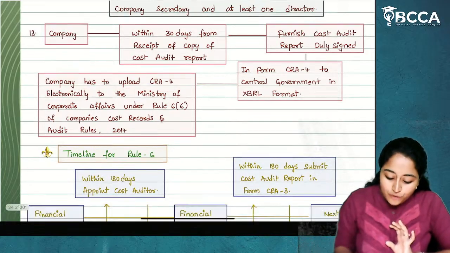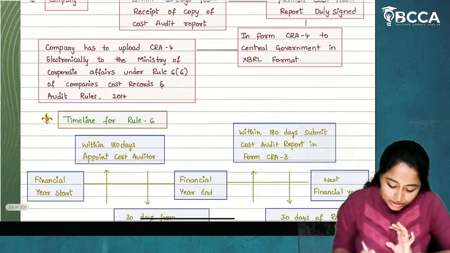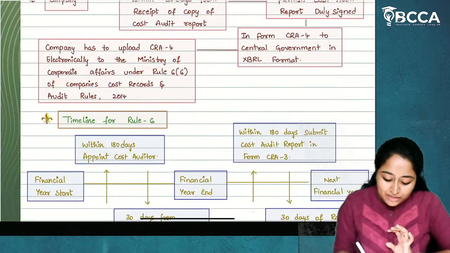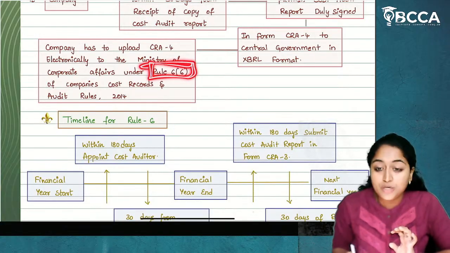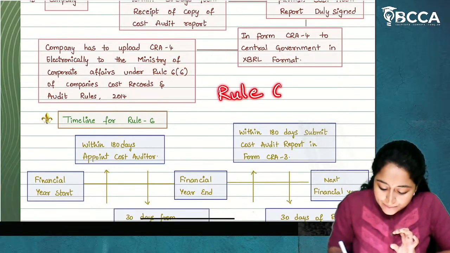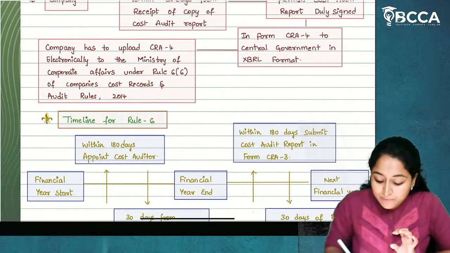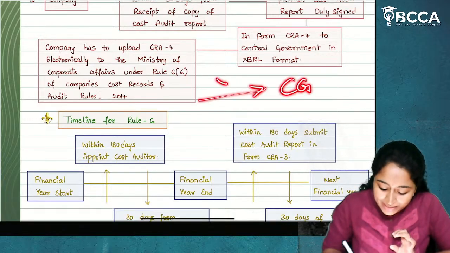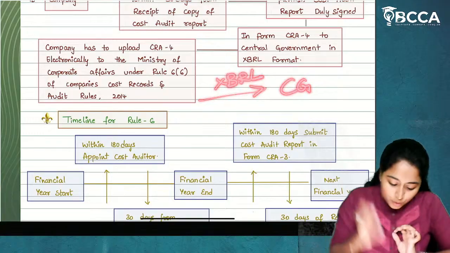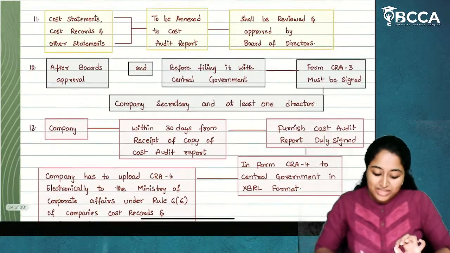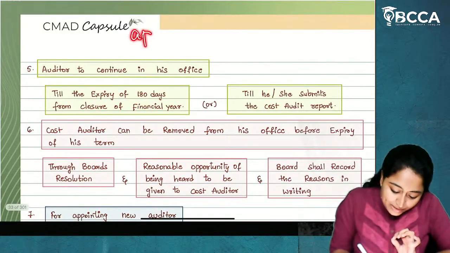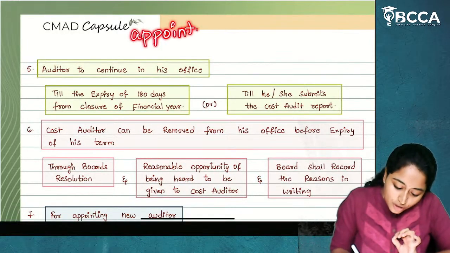The company has to upload form CRA4 electronically to MCA, the Ministry of Corporate Affairs, under rule 6 subsection 6. This is being asked in your MCQ. In rule 6 subsection 6, the cost audit report is filed with the central government in XBRL format. It is an MCQ question from the Companies (Cost Records and Audit) Rules 2014. So these are the appointment details of a cost auditor.